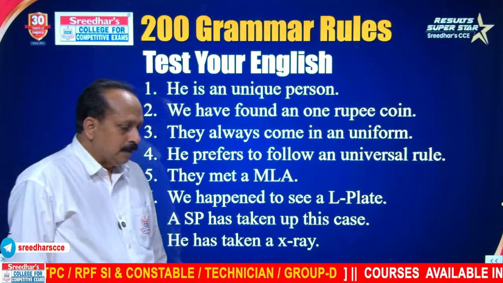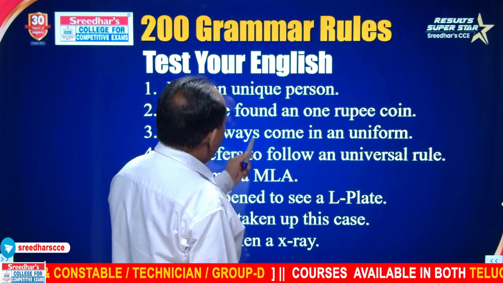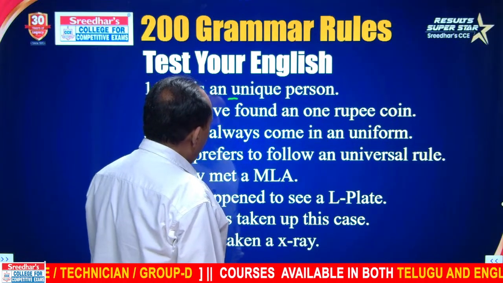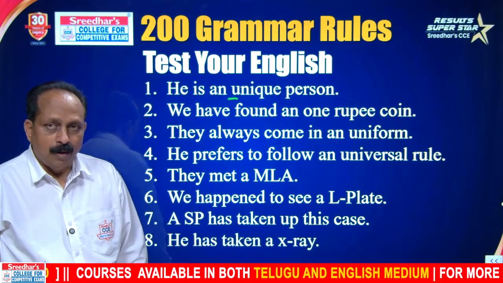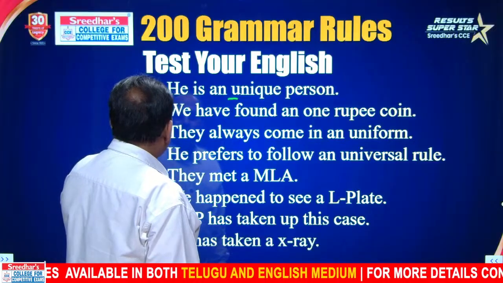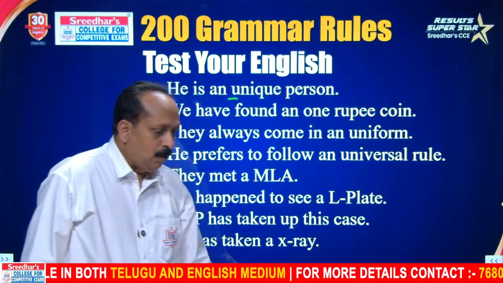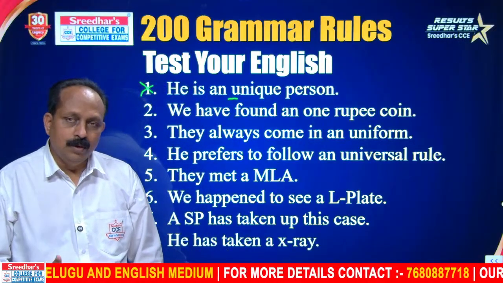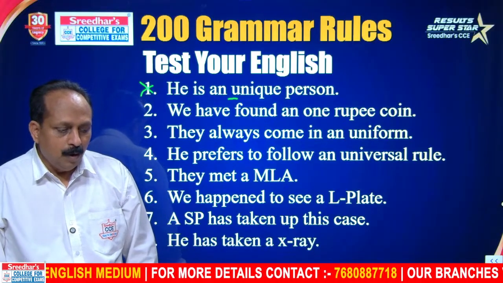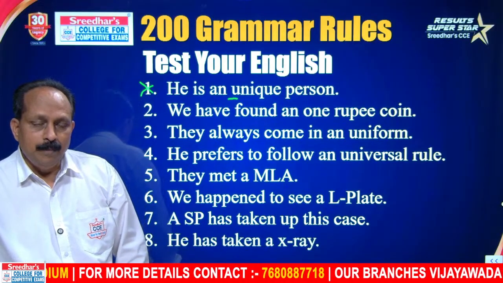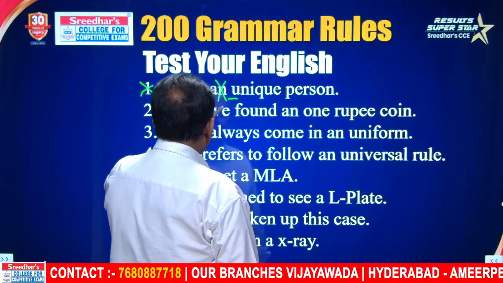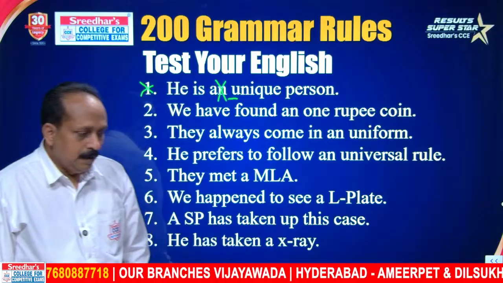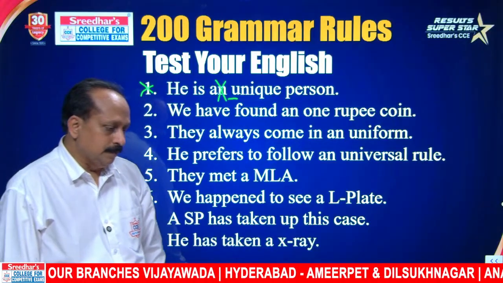Many students think nothing is wrong with the sentence because the word begins with a vowel letter and we should use an. But it is wrong. Why is it wrong? How do you pronounce this? Unique, ya sound. That is a consonantal sound. Based on that, we should not say an unique person. We have to say a unique person. He is a unique person.